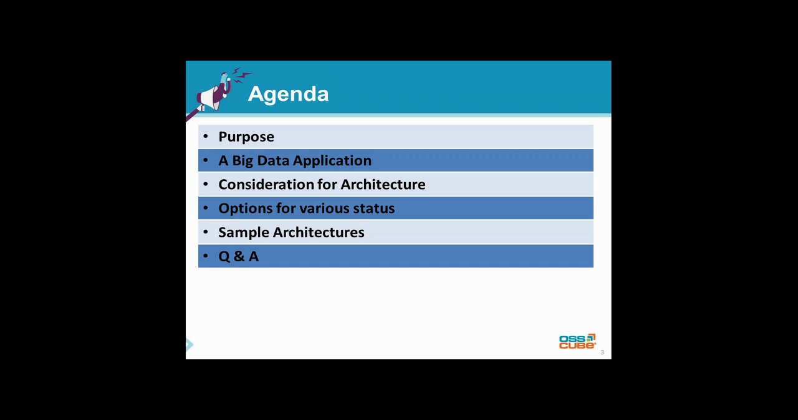And considerations for architecture: what are the various things that you have to consider when you're architecting, choosing the products for your big data solution, and what are the various options that are available in the big data suite, and which fits where. We'll also discuss two sample architectures where we will see the fitment of various tools and products that big data has. That will give you an idea about where the various tools fit in the workflow of a big data application.